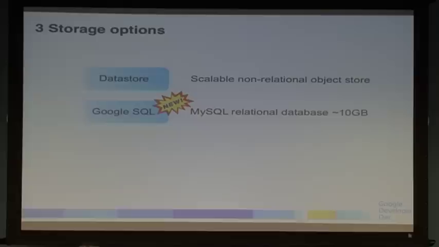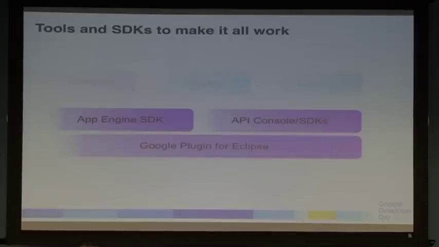And then we again talked about the three different storage options that we have, Data Store, Google SQL, which is new, and Google Storage. So we can skip over that. And then we have all of the different tools and SDKs that developers can use to build these applications. So we have App Engine SDK. We have the API console, which I'm going to show you, where you turn on the services. And then we have, if you are building in Java, a Google plugin for Eclipse, where you can build your Java applications inside of App Engine and also integrate with Android development as well in one place. And there's always command line tools for, if you don't like any of these IDEs, you can run from the command line, you can run in other editors as well.